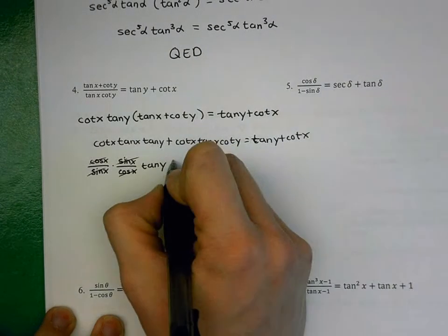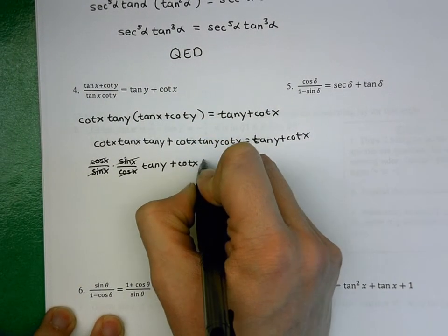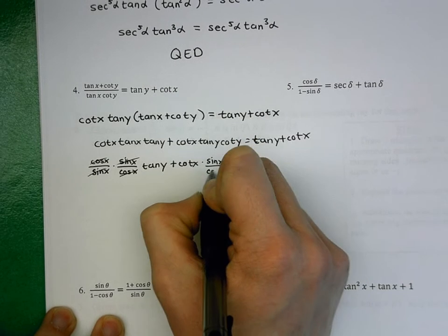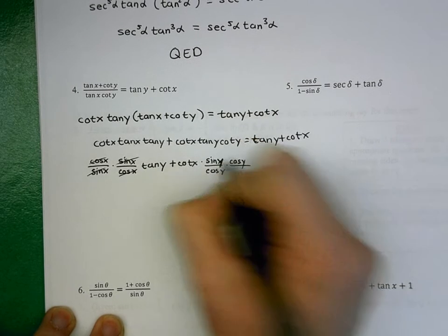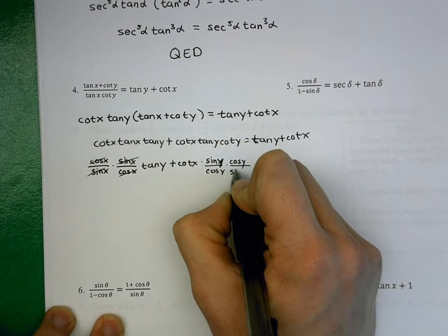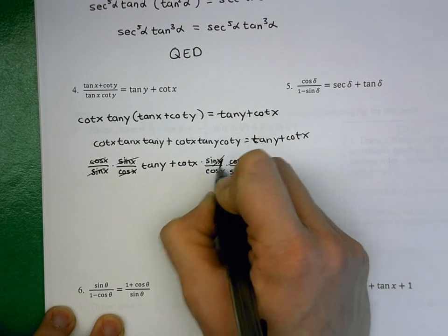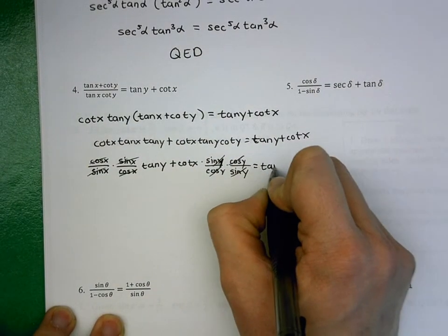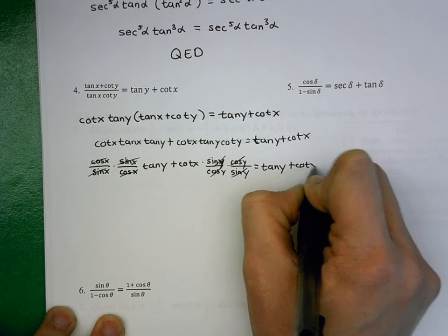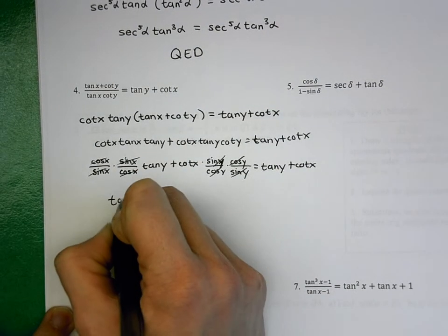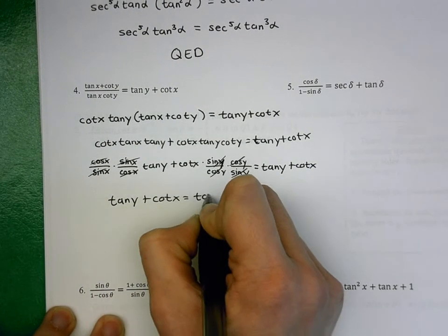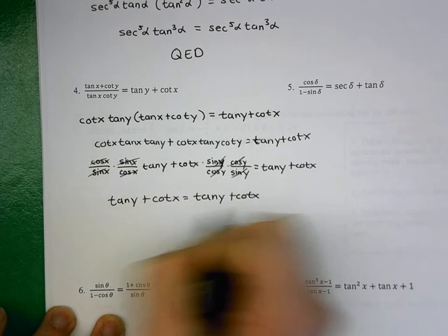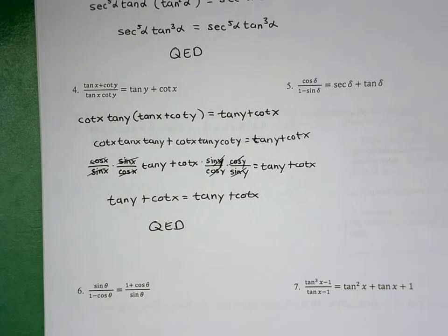Same thing will be true over here, right? If we plug in tangent y and make it sine divided by cosine, and cotangent, make that cosine, whoops, that should have been y there, sorry. Cotangent would be cosine divided by sine. What we notice is that our sines and cosines cancel. And what that leaves on the left side of my equation is simply tangent y plus cotangent x, which matches my right perfectly. And my proof is done. Okay?